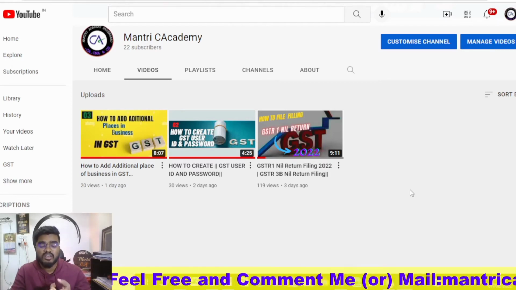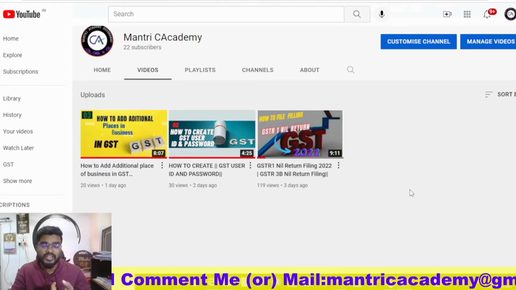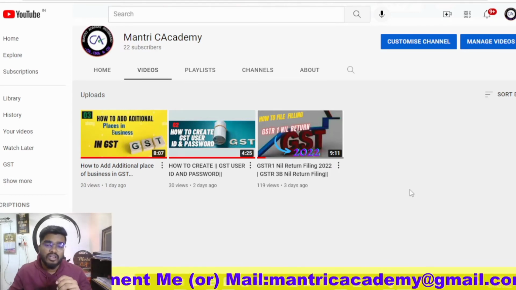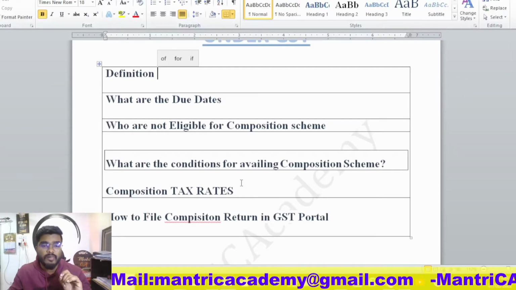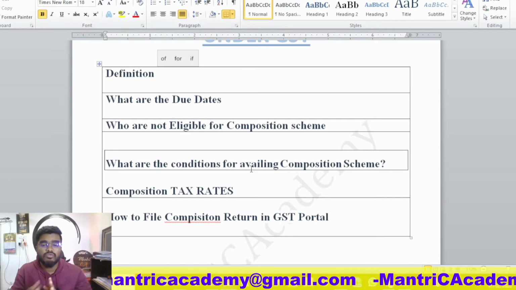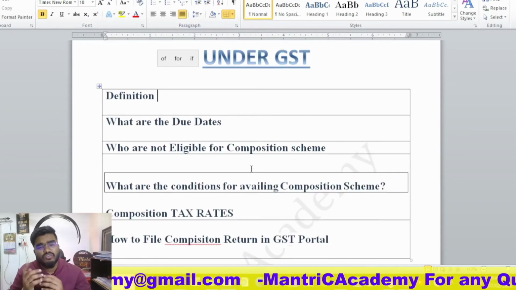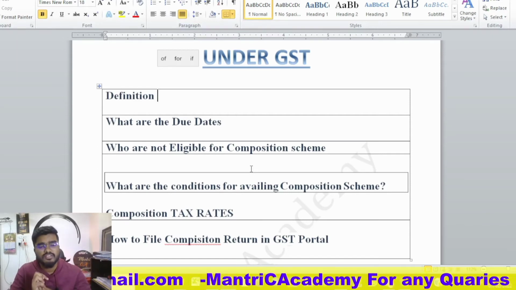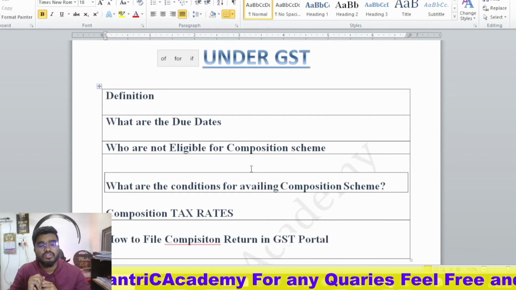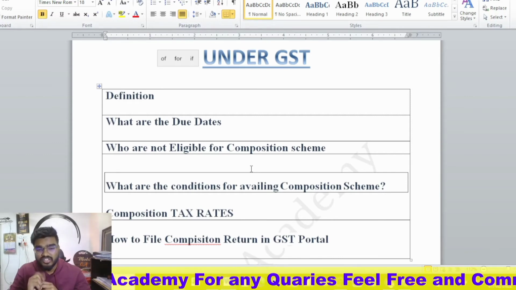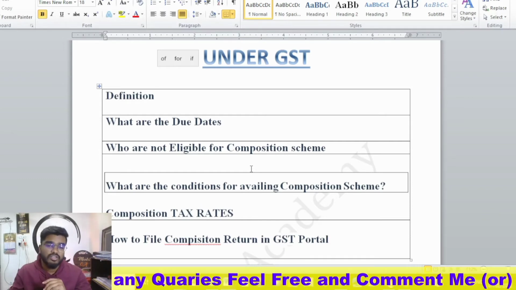what are the eligibility conditions for applying for composition scheme. Let me go theoretically before going to practically. Let us know what the composition scheme definition is, what the due dates are, who is eligible for composition scheme, what the conditions for availing composition scheme are, and the composition rates, and how to file composition returns in GST portal.